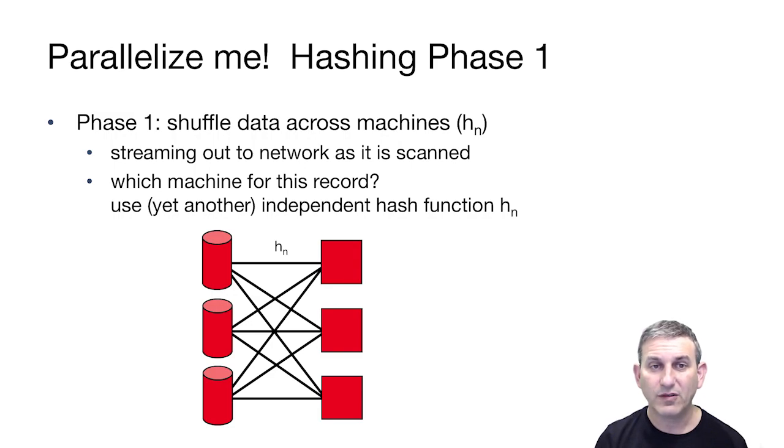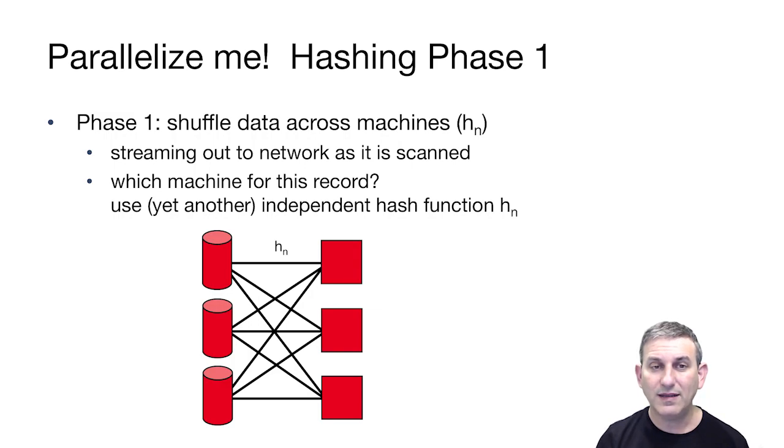another computer. And so what we're going to do is introduce a new hash function, a third hash function, h sub n, and it's modulo the number of computers in the network. So h sub n will produce one of the indexes or IDs of the computers in the network. And as we scan the data, we're going to ship it to the appropriate computer based on the value of h sub n. We do this as it streams out of the disk.